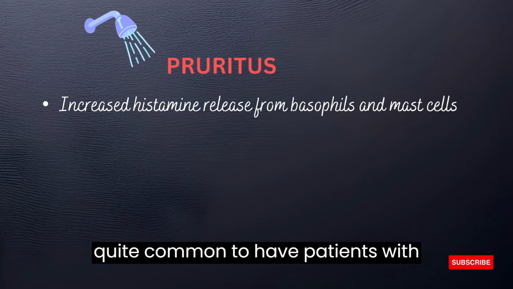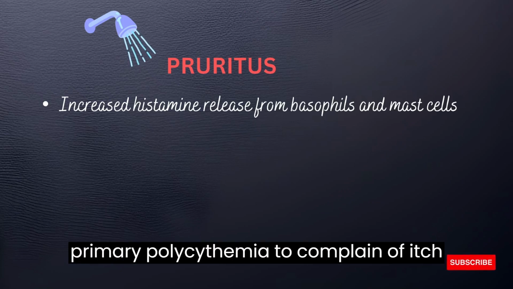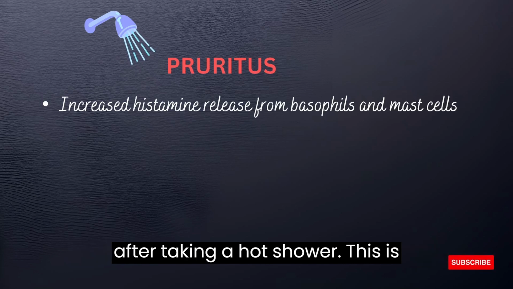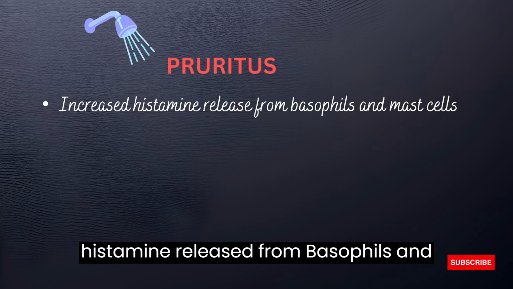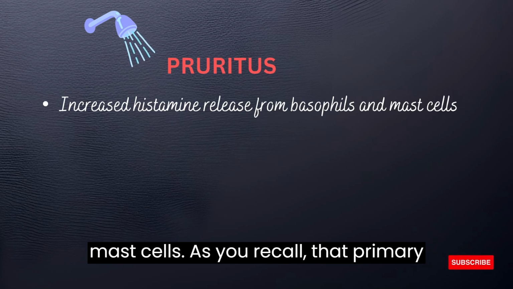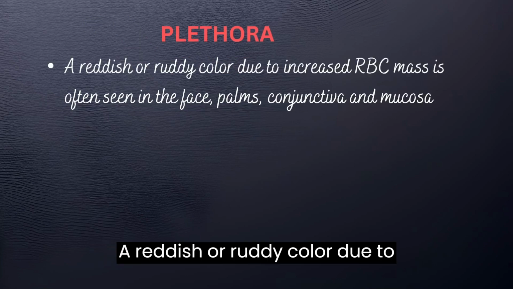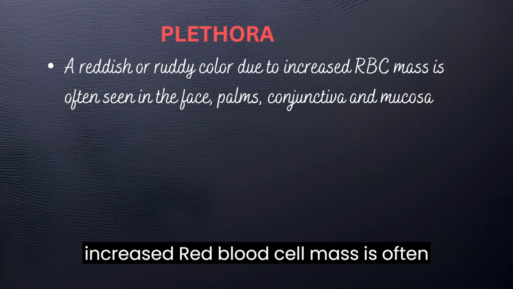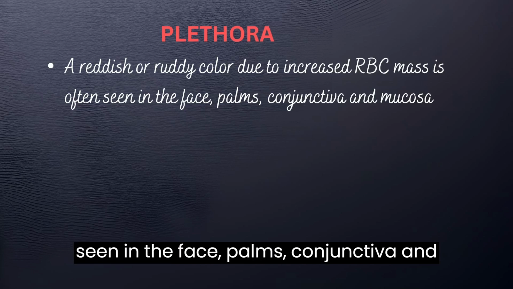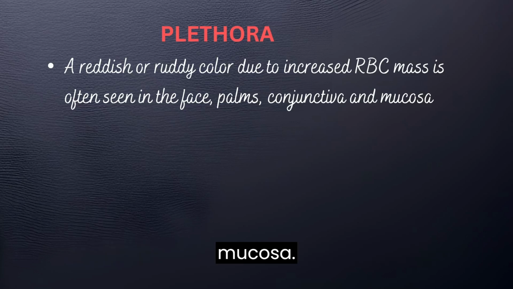It is quite common to have patients with primary polycythemia complain of itch after taking a hot shower. This is actually because of the increased histamine release from basophils and mast cells, as you recall that primary polycythemia is a myeloproliferative disease. Plethora, a reddish or ruddy color due to increased red blood cell mass, is often seen in the face, palms, conjunctiva, and mucosa.